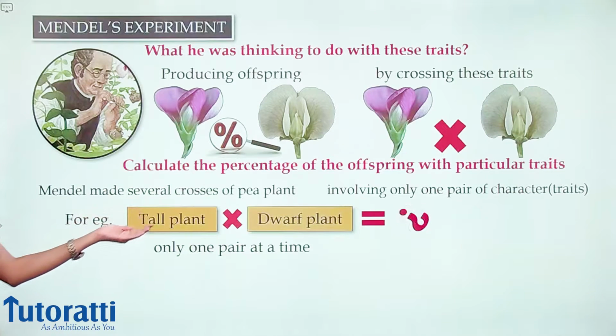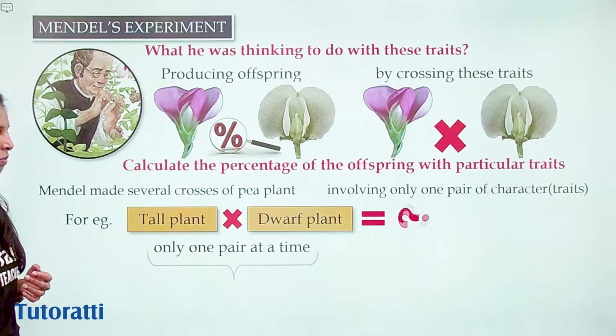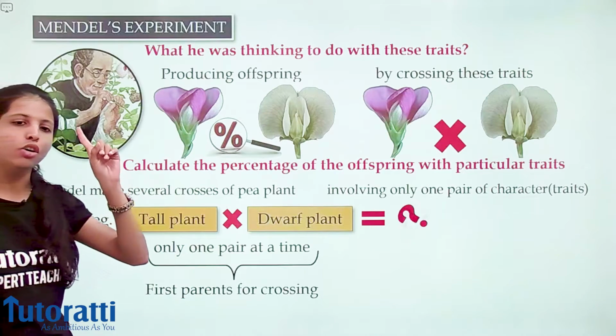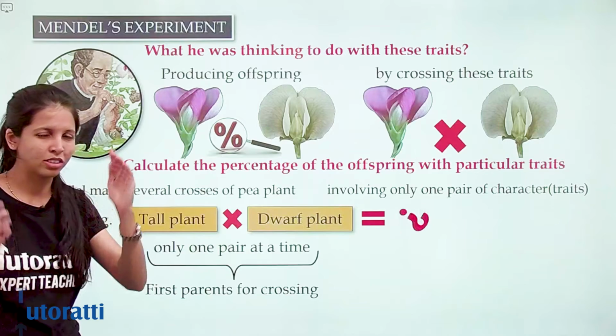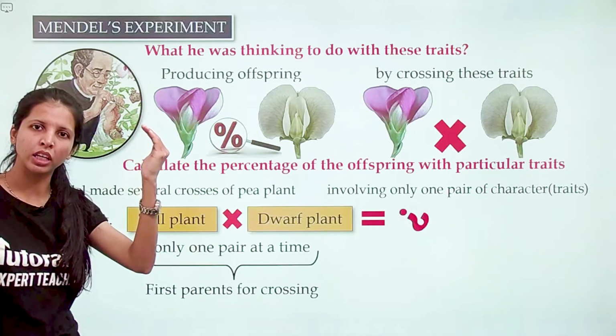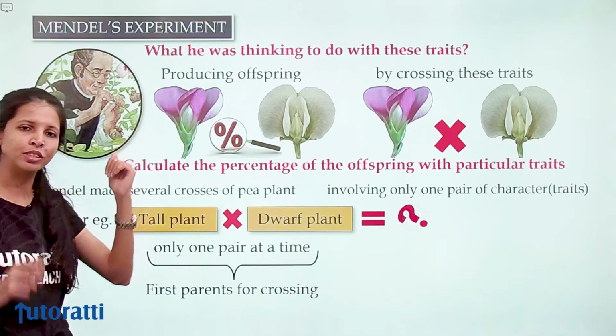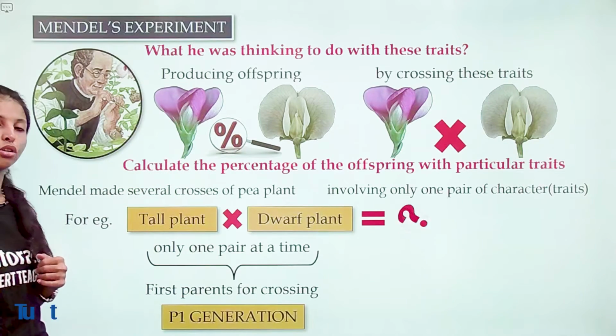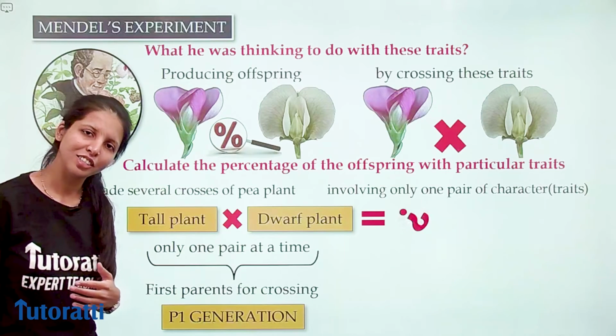So he took a tall pea plant and crossed it with a dwarf pea plant. And this was called the first parent for crossing. If it's a male father and a female mother, then we call them parents after offspring is produced. Yes, so these are our first parents. That is why it is also called the P1 generation.